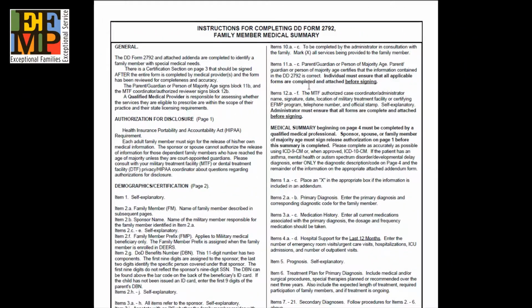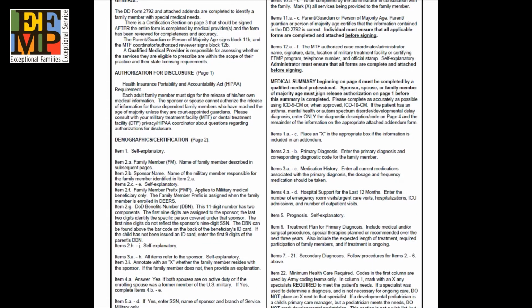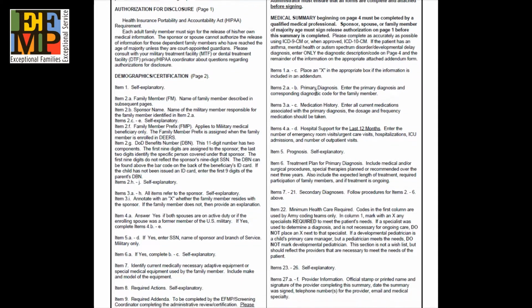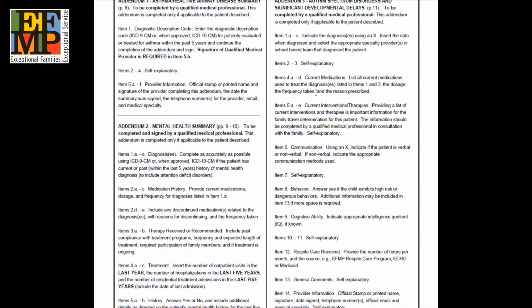We will now review the DD Form 2792 Family Member Medical Summary. The first few pages are a general description of each section within the form and instructions on how to complete them. Please review the first few pages prior to meeting with your care provider.